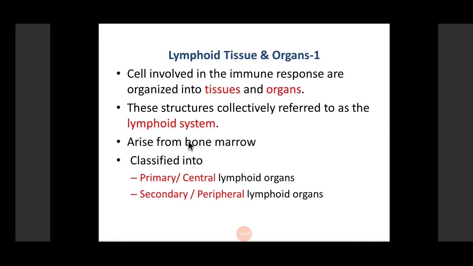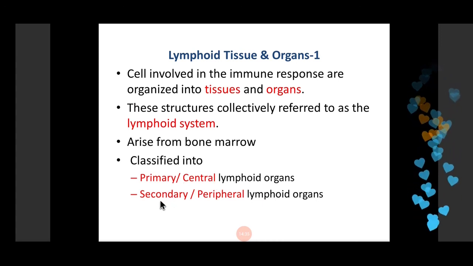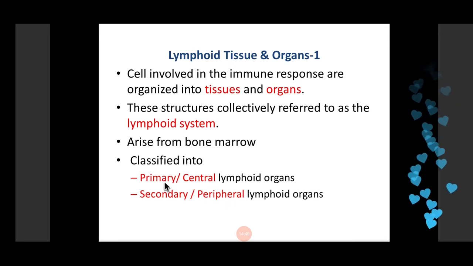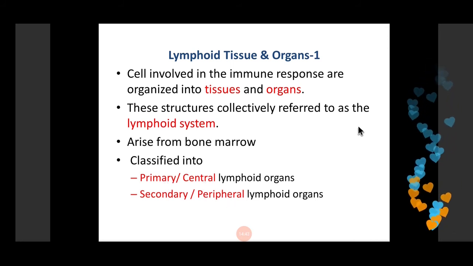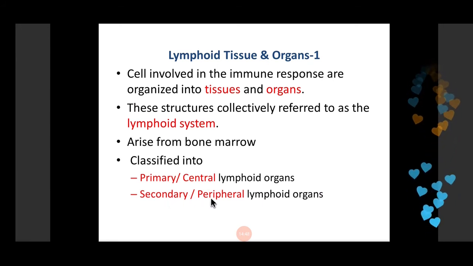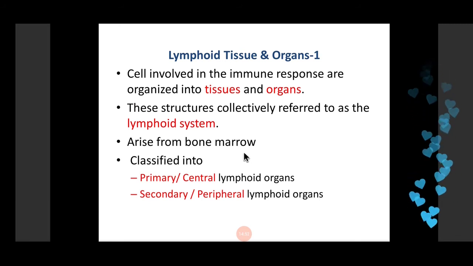All the cells, basically, as I was mentioning earlier, arise from the bone marrow and then they home in into these lymphoid organs. Now, this is a very important concept that you need to understand. There are two types of lymphoid organs and tissues. These are primary and secondary. Now, the primary lymphoid organ is also referred to as a central lymphoid organ, whereas the secondary lymphoid organ is also referred to as a peripheral lymphoid organ. So, whenever I say primary or central lymphoid organ, it means the same. Similarly, secondary and peripheral lymphoid organs are the same. Now, what is the difference between a primary and a secondary, or a central and a peripheral lymphoid organ? Let's see.